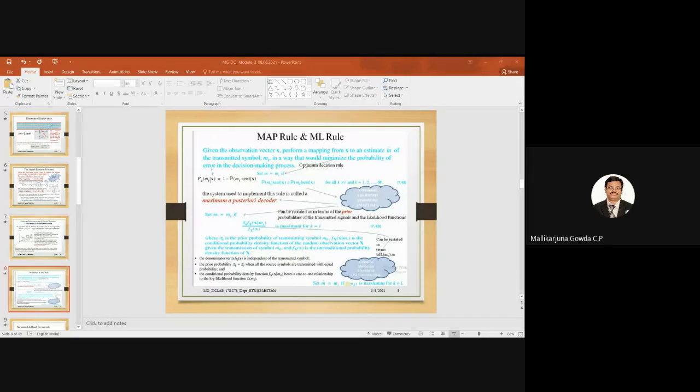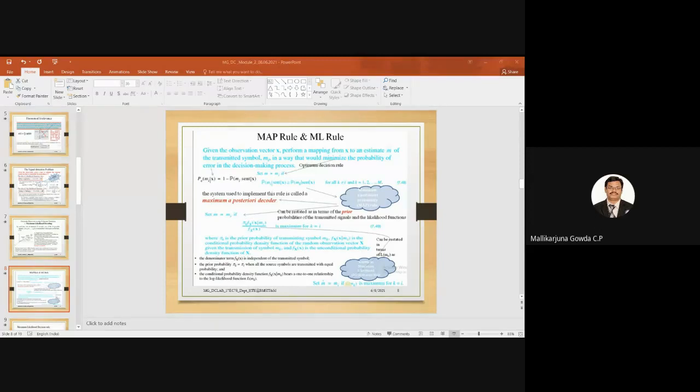I repeat once again. If the observation vector x is given, I need to perform the mapping from that observation vector to the estimate m cap of the transmitted symbol mi in such a way that it should minimize the probability of error in the decision making process. So the probability of error should be minimum.